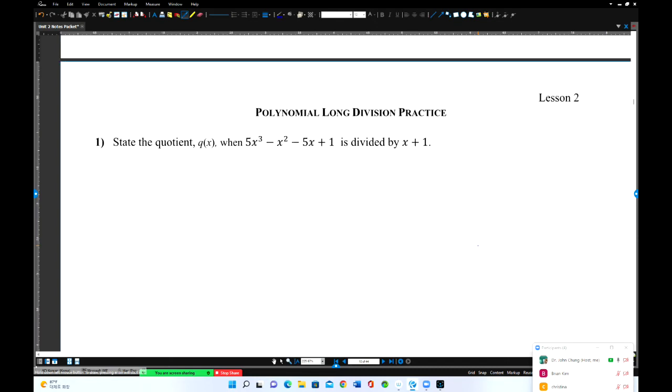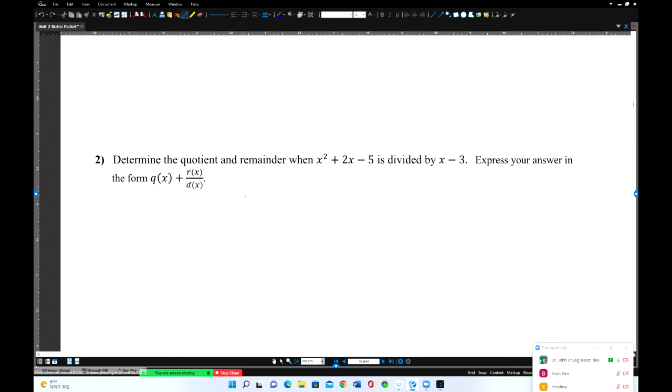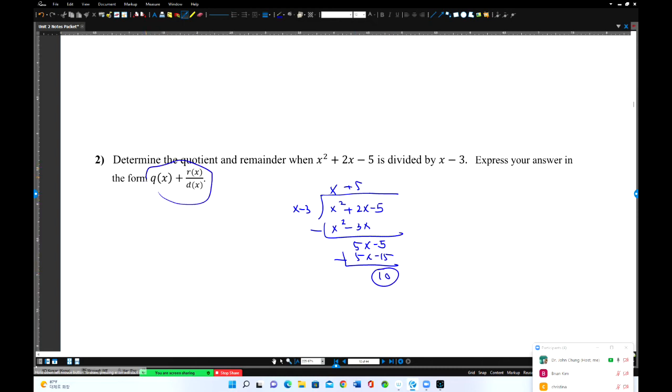This one I think you guys can do. This is a very simple question. You can do this one. Because it is not factored, there's going to be some remainder. Divide by x minus 3: x squared minus 3x, and subtracting gives 5x minus 5. We still have plus 5, so 5x minus 15, and when you subtract, 10 is the remainder. The quotient is x plus 5 plus remainder 10, and we still keep the divisor x minus 3. This is exactly equal to x squared plus 2x minus 5 over x minus 3. This is equivalent.